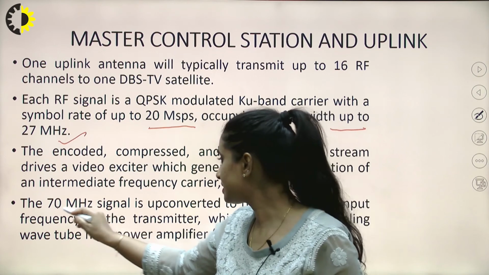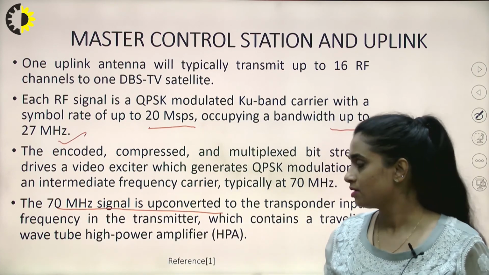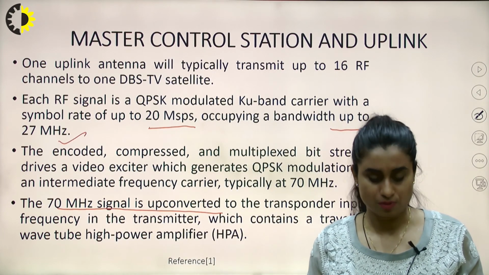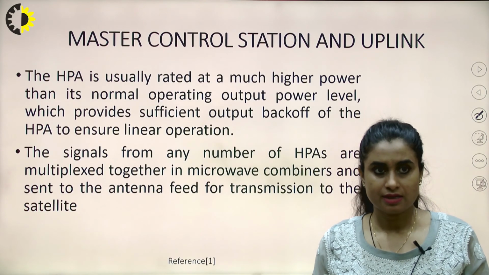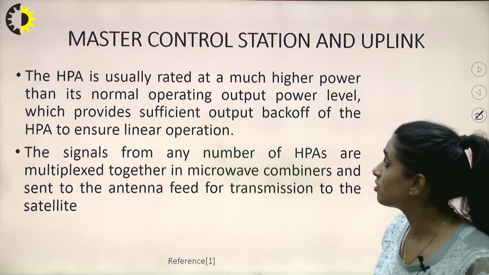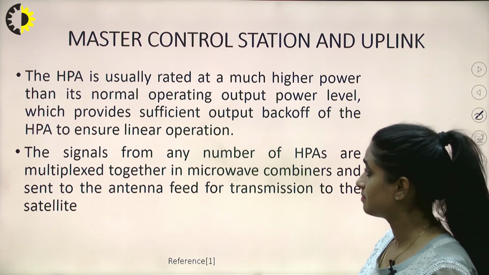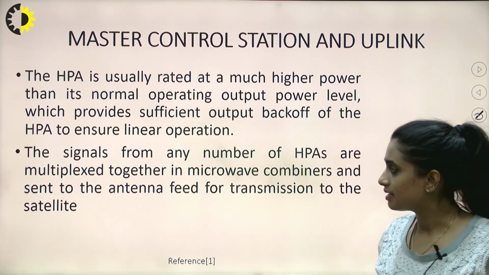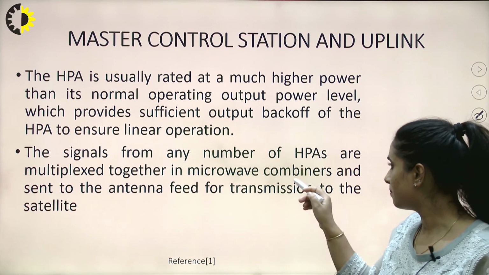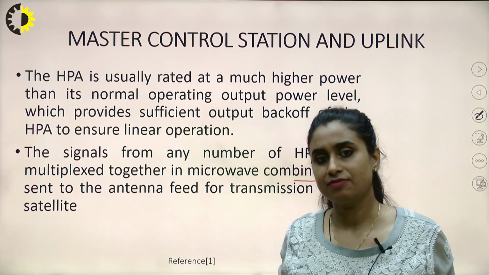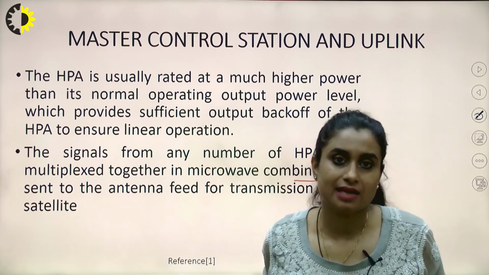The 70 megahertz signal is up converted through a transponder; usually we prefer bent pipe transponders. Here the HPA is usually rated at much higher power than the normal operating output power level. Here the signals from any number of HPAs are multiplexed together in microwave combiners, so that areas which are geographically far apart can be communicated with at once.